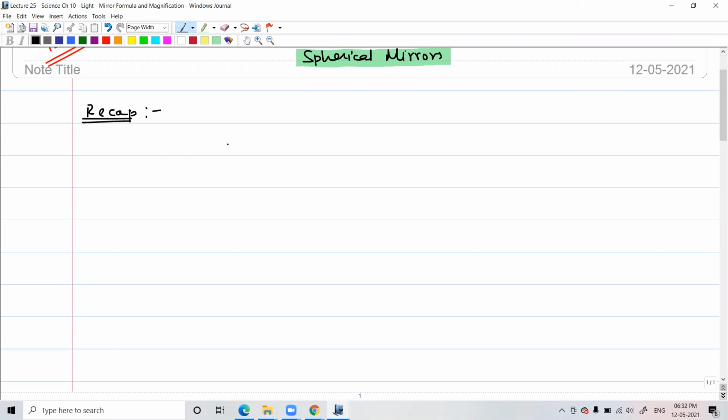What was the mirror formula? Tell me. 1 by v plus 1 by u is equal to 1 by f. Very good. And what was the magnification? Magnification into height of the image is equal to height of the object.